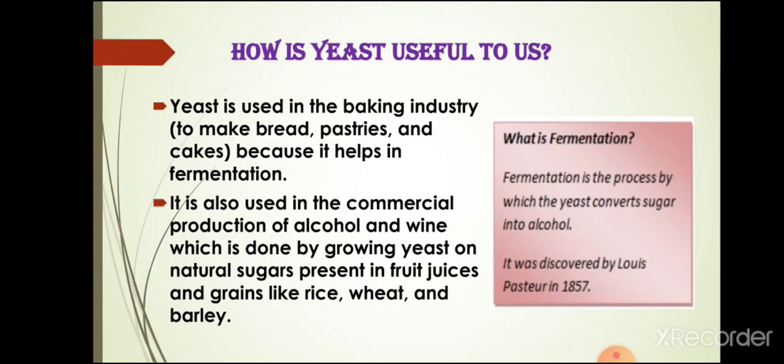So this is the basis of the use of yeast in the baking industry for making bread, pastries and cake. Yeast is also used in commercial production of alcohol and wine, which is done by growing yeast on natural sugars present in fruit juices and grains like rice, wheat and barley. So through this they can make alcohol and wine with the help of yeast.